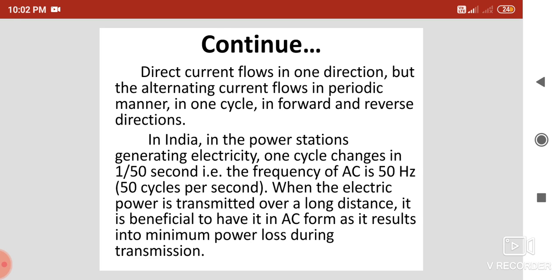When electric power is transmitted over a long distance, it is beneficial to have AC form, as it results in minimum power loss during transmission. To carry electricity over a long distance, AC current is preferred. When we transfer AC current, minimum loss of power is observed.